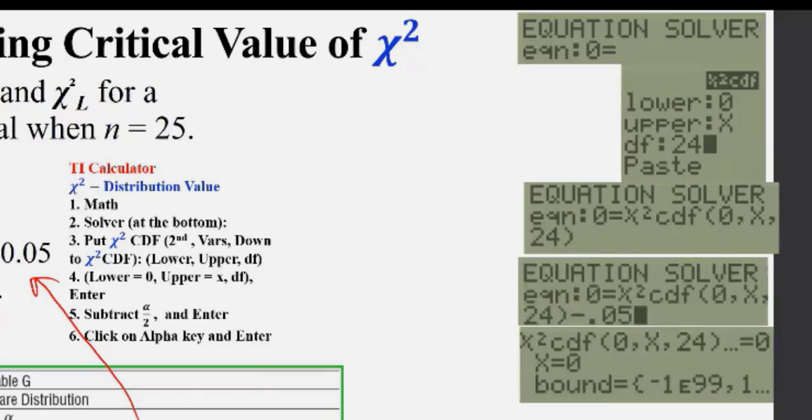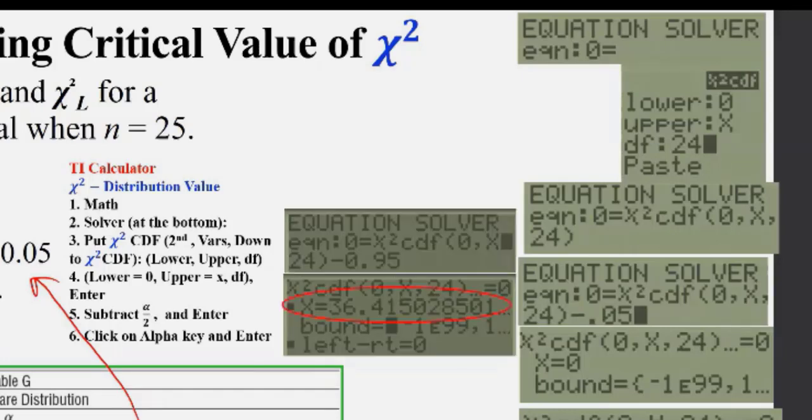Now, I want you to come back to this PowerPoint and check all this step by step. This is not easy to do with a TI calculator, but it is doable. It uses the solver. You can even look this up online. There's a YouTube video, but again, the TI is not made for that.